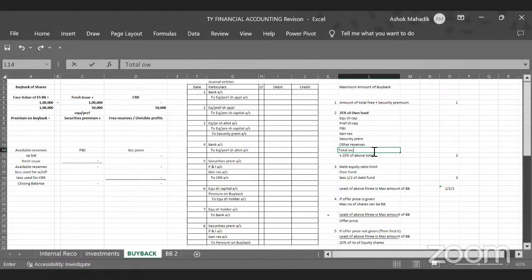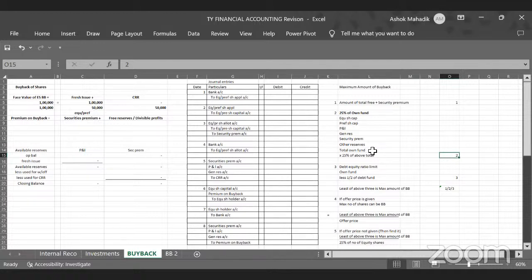Total own fund you will get. Of that amount you have to calculate 25%. So that will be your second figure. First figure was 100% of reserves. Second is 25% of own fund. Own fund includes equity capital, preference capital plus all the reserves mentioned in working note 1.